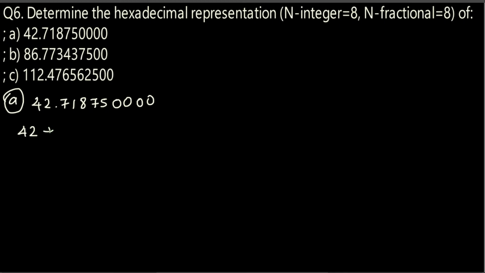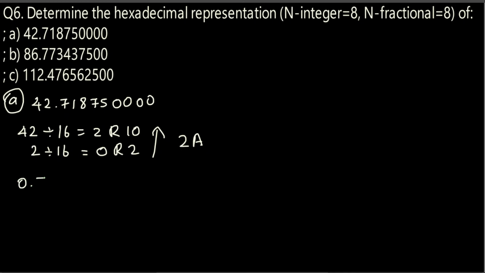To convert 42 from decimal into hexadecimal, we divide it by 16 until we get 0. 42 divided by 16 is 2, and the remainder is 10, because 16 times 2 is 32. Then 2 divided by 16 gives us 0, and the remainder is 2. We read this from bottom to top, so this is going to be 2 and 10, that is A in hexadecimal. For the fraction part, we multiply until we get a 0.00 situation.